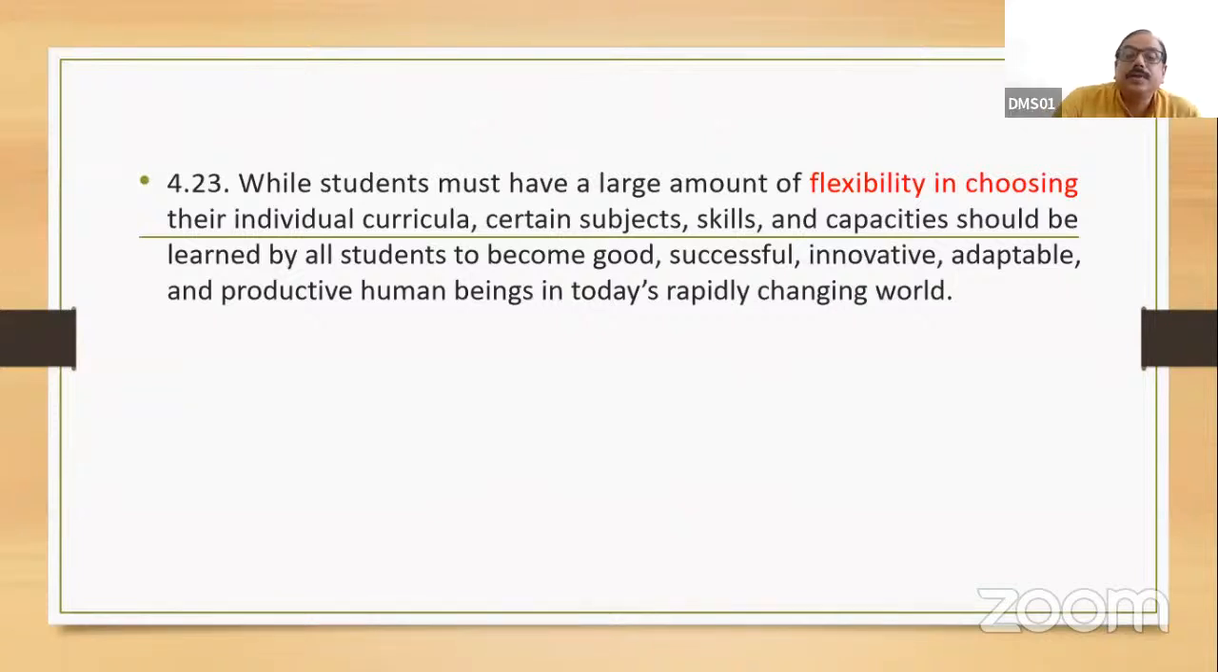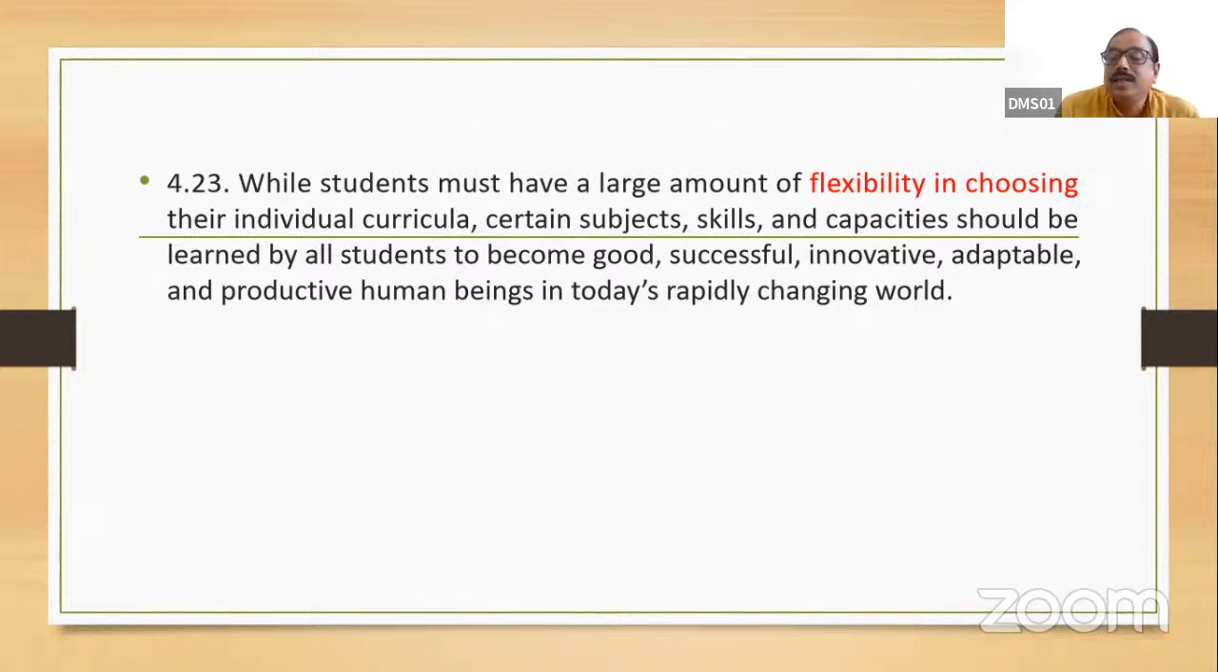So yeah, the first one is that there is flexibility in the choice of the curriculum that one has to look at. Individual curricular subjects, skills, and capacities that should be learned by different people are to be looked at. Okay. So the importance of these things is that every student should become good, successful, innovative, adaptable, and productive human beings in today's rapidly changing world.